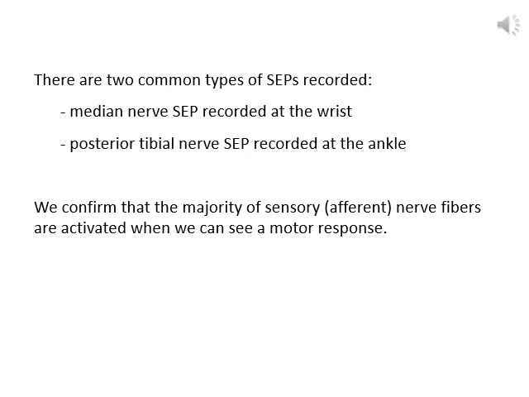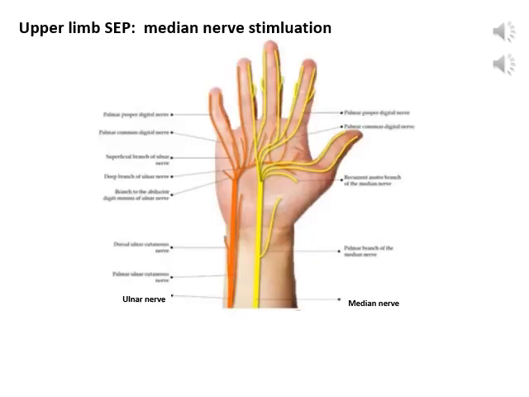We'll talk more about stimulation in the module on practical aspects of SEPs. In the next slides, we're going to look first at the median nerve and then the posterior tibial nerve SEP. The upper limb SEP is generated by stimulation of the median nerve at the wrist.